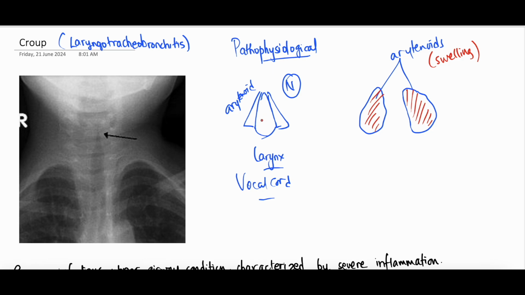The arytenoids are swollen. Now, suppose this is the normal subglottic space. The larynx is divided into supraglottic, glottic, and subglottic space. The subglottic space is the narrowest part of the larynx. When it is normal, it's not narrowed. What happens in croup is that the arytenoids get swollen and the subglottic space is narrowed, quite small compared to the normal, big subglottic space.